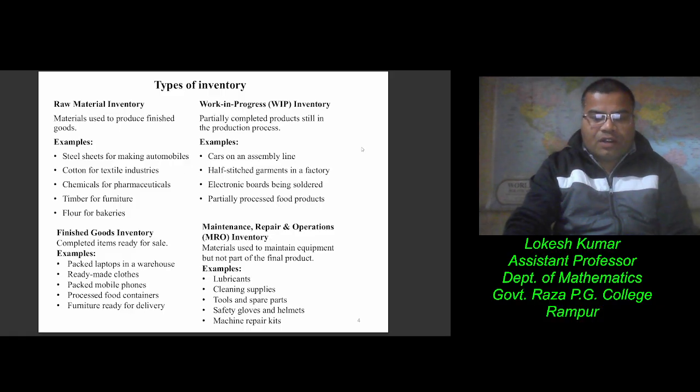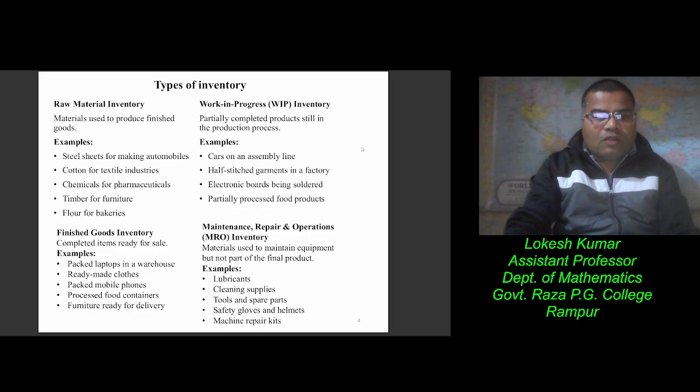Work in progress inventories. Partially completed products still in the production process are called work in progress inventories. For example, cars on an assembly line, half stitched garments in a factory, electronic boards being soldered, partially produced or partially processed products.